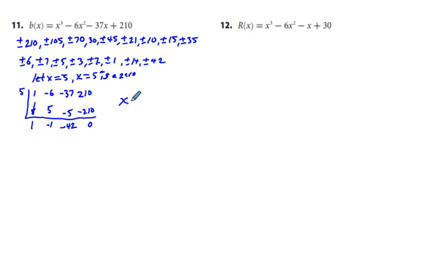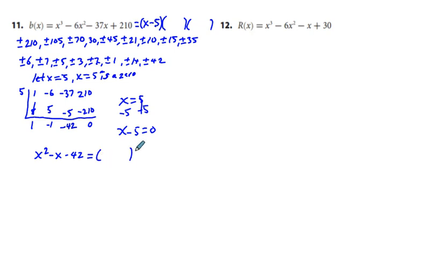So we have x is equal to 5, and to find our factor, we subtract 5 from both sides. We have x minus 5 is equal to 0. So I'm going to put up here above, we'll have quantity x minus 5, and then I want to make room for my other factors. Okay, then we have x squared minus x minus 42.